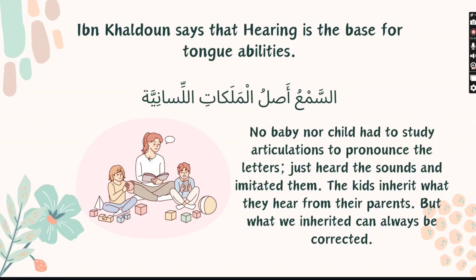So, for example, this mother is reading for her kids. No baby nor child had to study articulations to pronounce the letters. Of course, they just heard the sounds and imitated them from the parents, from the society. So the kids inherit what they hear from their parents. But what we inherited can always be corrected. This is the main point.